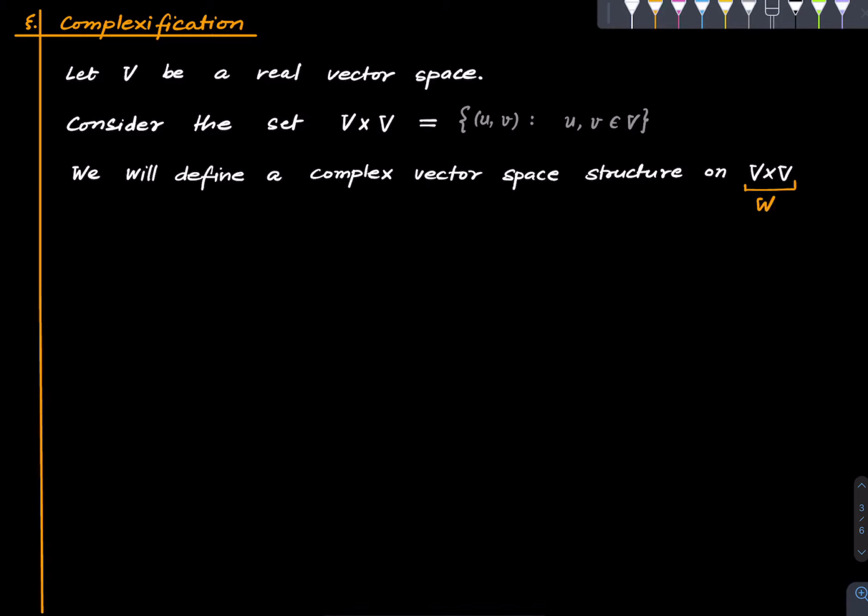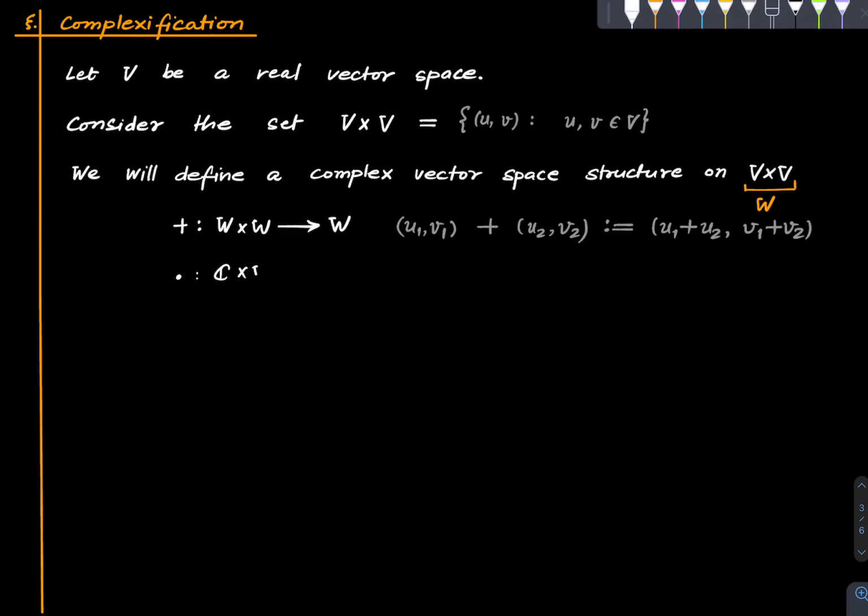To define a complex vector space structure on W, first we need an addition map. The addition will be defined coordinatewise. So the definition is (u1, v1) plus (u2, v2) is defined as (u1 plus u2, v1 plus v2). And we need a multiplication map from C cross W to W. This is interesting, not a simple map. Let me write down the definition and then explain where it is coming from.